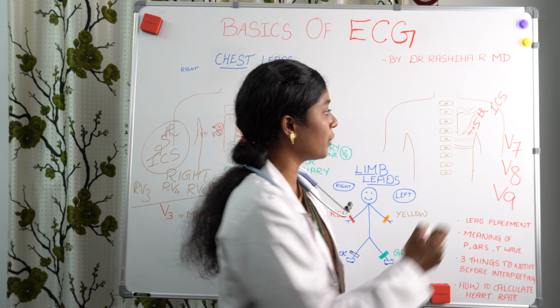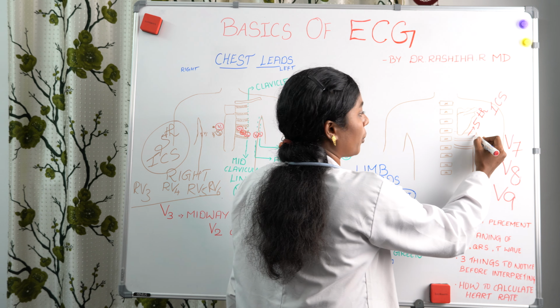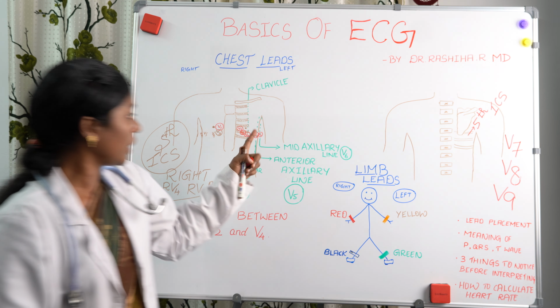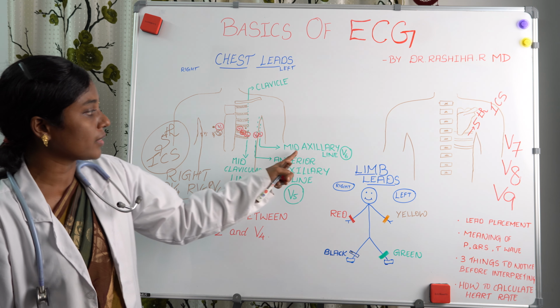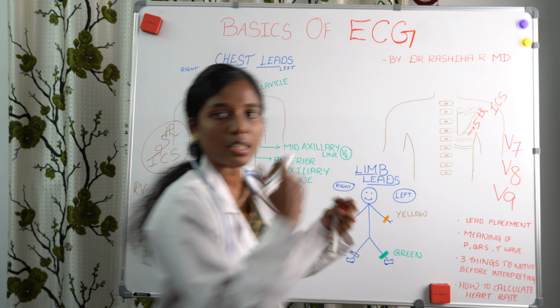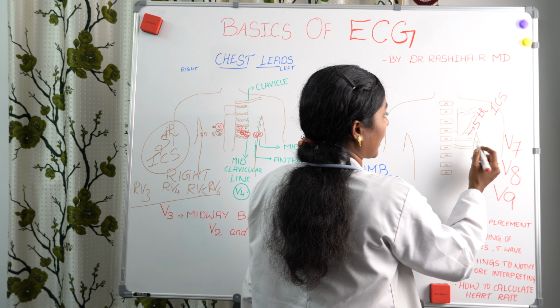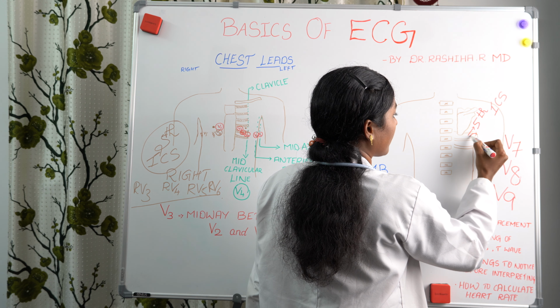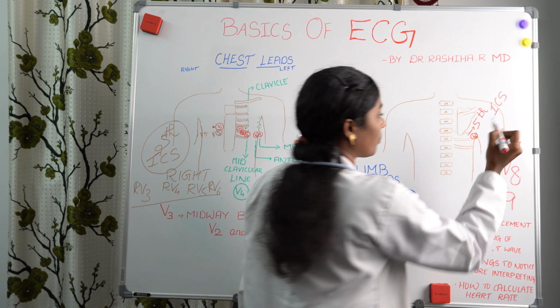V7 is placed in the fifth intercostal space in the posterior axillary line. So we remember V6 is placed in the mid axillary line, and just behind it, in the posterior axillary line, we are going to place the lead V7.